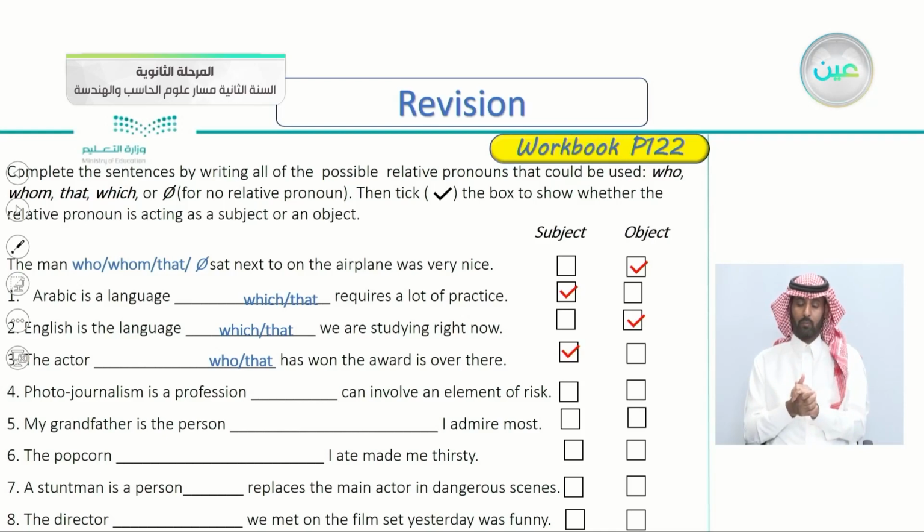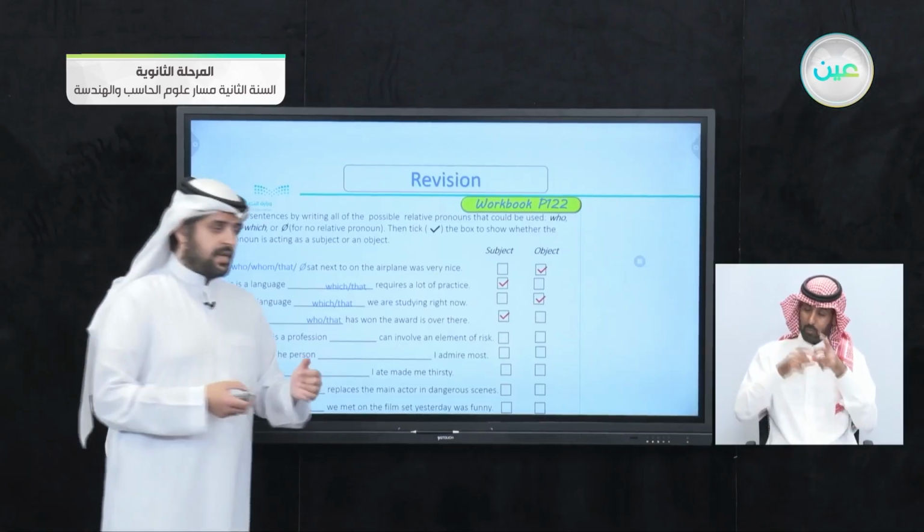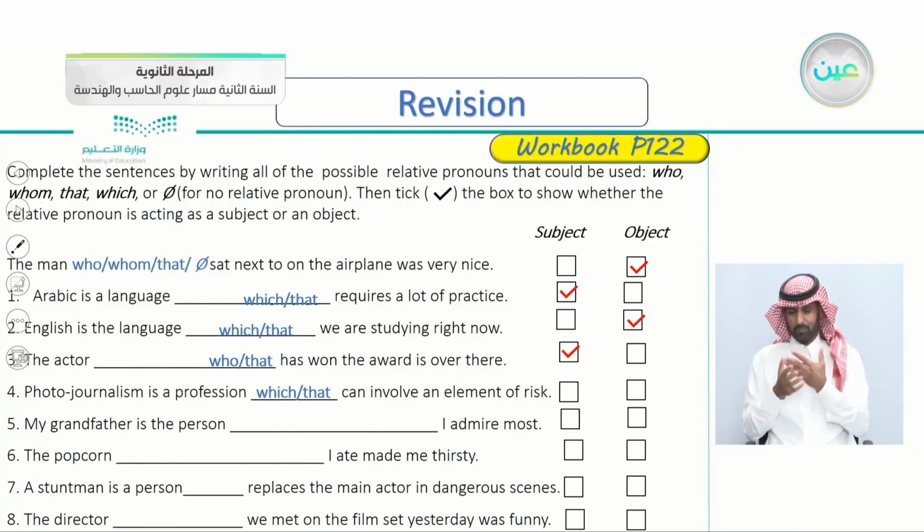Number four, photojournalism is a profession, can involve an element of risk. Photojournalism is a profession, and then the gap here, can involve an element of risk. So we're talking about photojournalism, which is a thing, yes, which or that, can involve an element of risk. So is it a subject or an object here? Excellent, it is a subject.